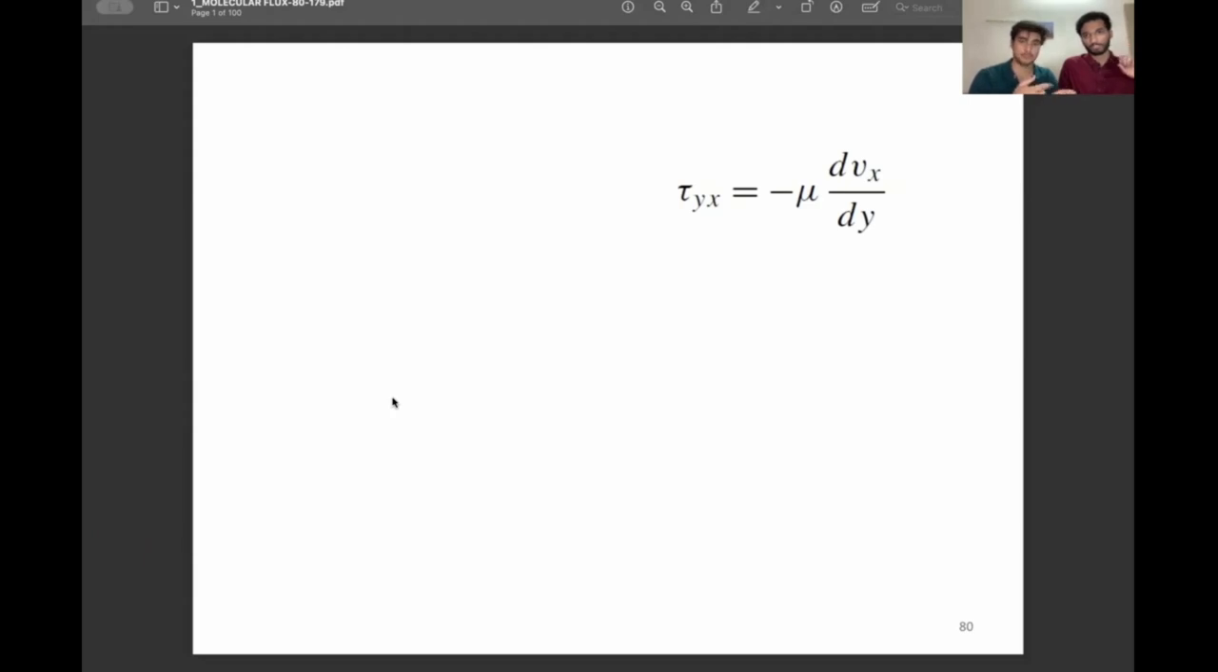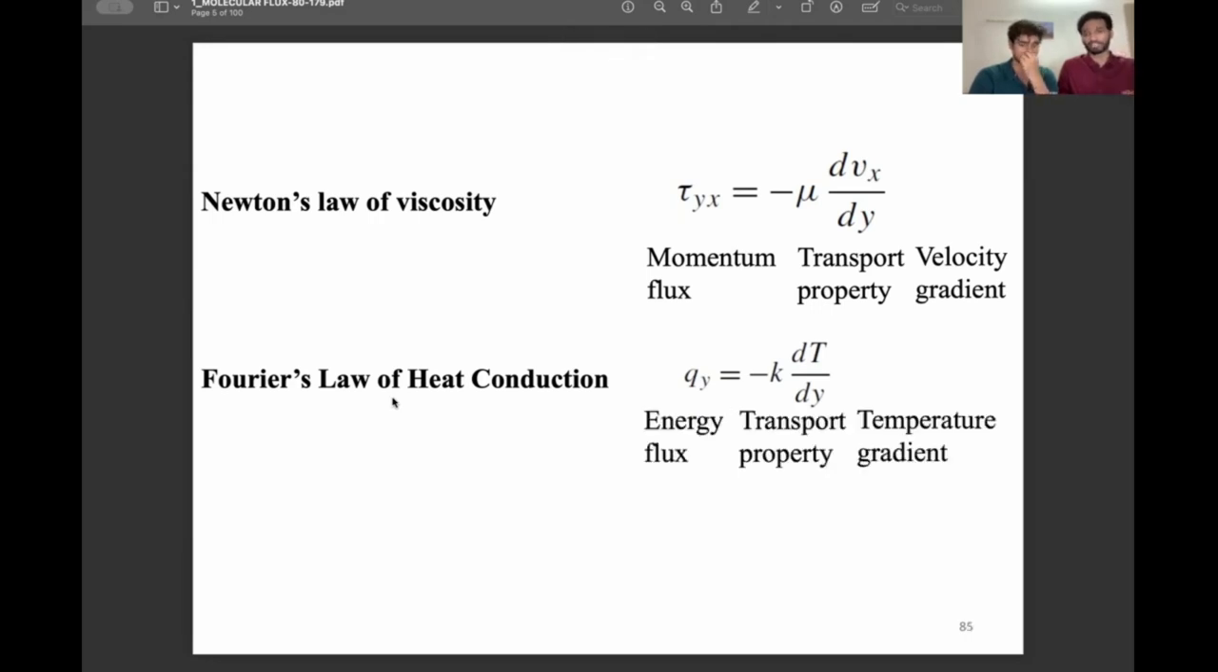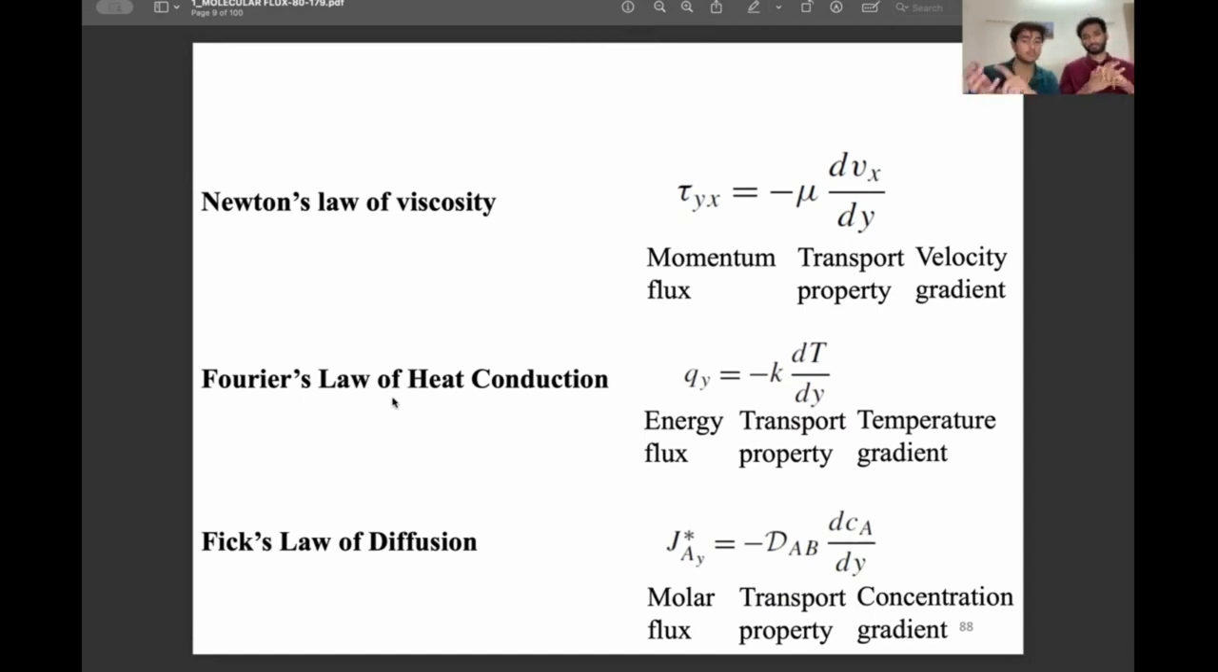First is Newton's law of viscosity, which is tau_yx equals minus mu dv_x/dy. And the similarity we discussed earlier is that momentum flux equals transport property times velocity gradient. Now the next law is Fourier's law of heat conduction, which is q_y equals minus k dT/dy, which is energy flux equals transport property times temperature gradient. And similarly, for Fick's law of diffusion, we have J_Ay* equals minus D_AB dC_A/dy, which we can associate with molar flux equals transport property times concentration gradient.